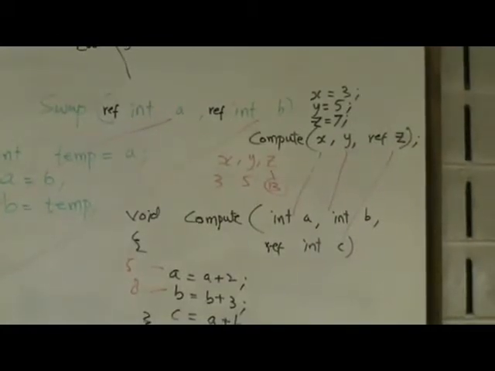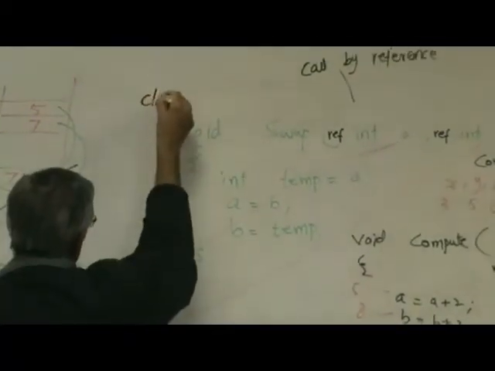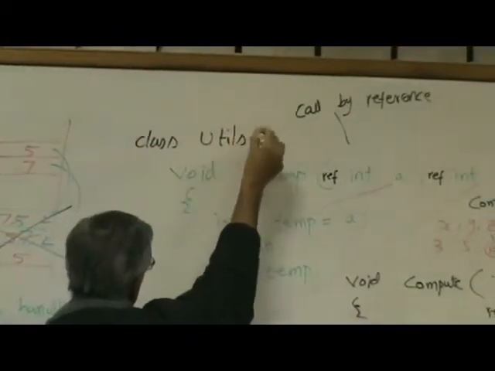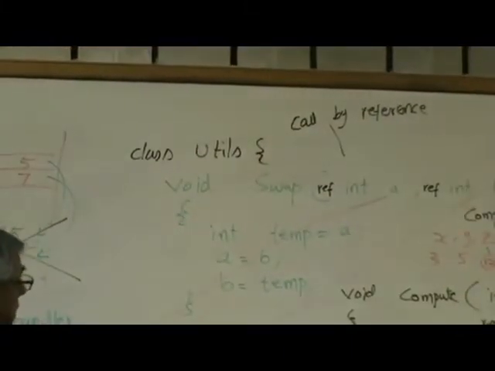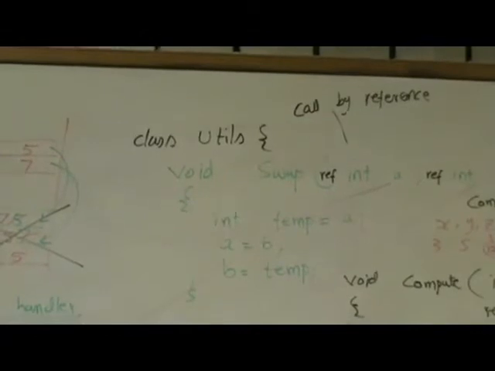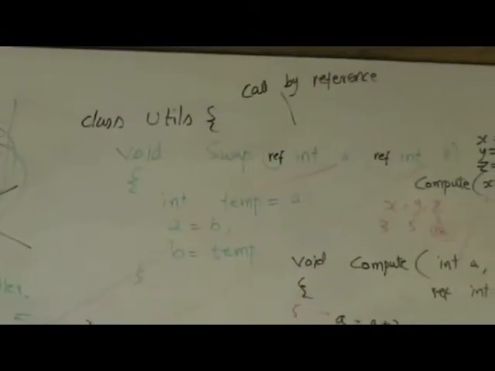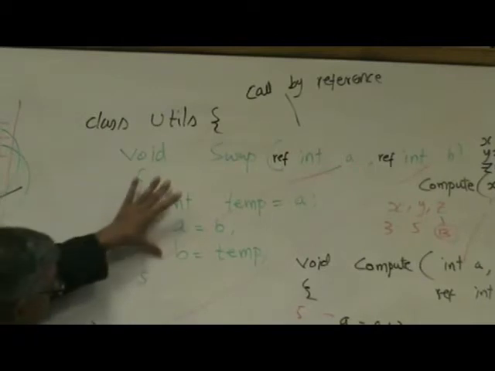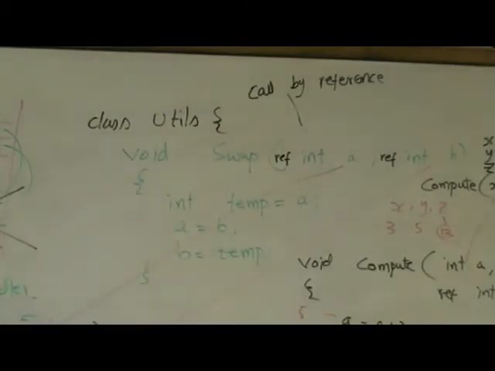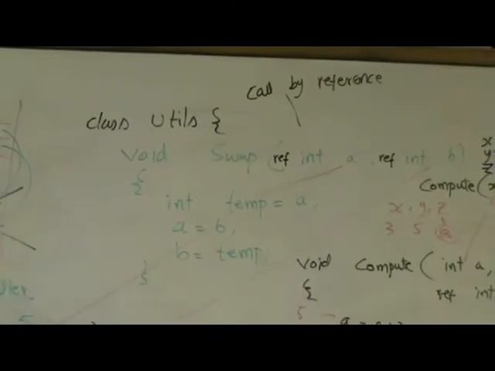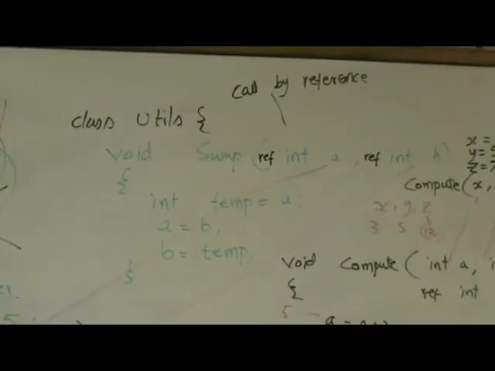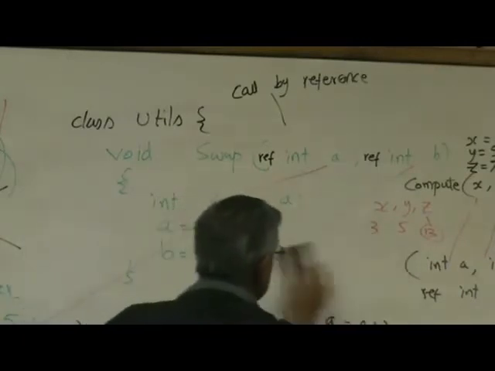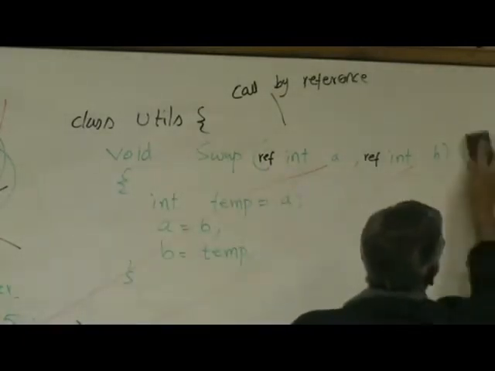Okay? So suppose you had written this function in, let's say, you created some class, utils or whatever, and you wrote this function inside it, okay? Now, what is this doing? This is exchanging two integers, right? What if, as you were developing your application, not only did you need to exchange integers, you also needed to exchange doubles? So if you also needed to exchange doubles, what will you do?